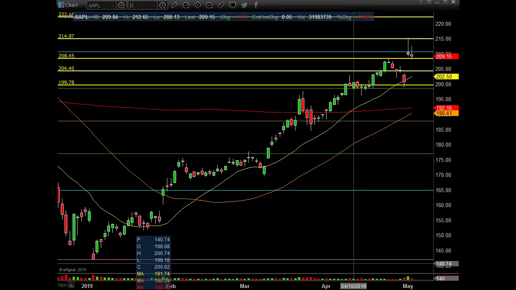Today we're looking at Apple, Tesla, and Google on the daily and weekly time frames using technical analysis.